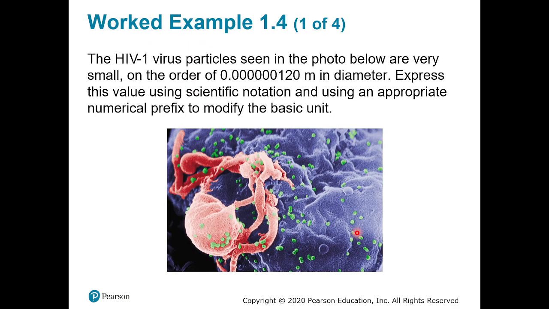All right, so let's talk about the HIV-1 virus particles. This is in this photo here, these little green ones. Very, very small, usually on the order of 0.000000120 meters in diameter. So very small, right? And so these are typically expressed using scientific notation and an appropriate numerical prefix to modify that basic unit so we can understand it a little easier.